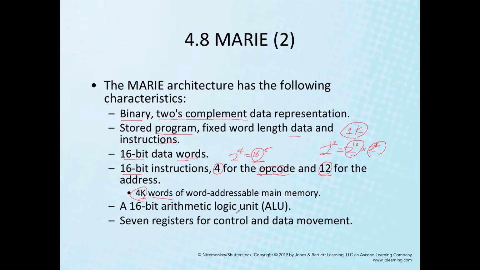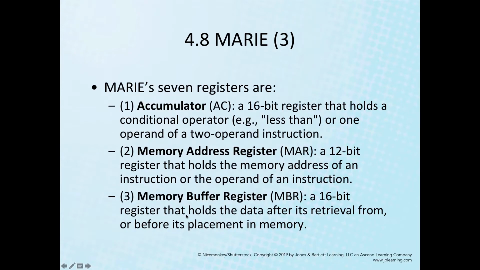The arithmetic logic unit is 16 bits as well, which is the same as the data words. The arithmetic logic unit performs any arithmetic operations defined here, such as addition and subtraction, and some logical operations. And it has 7 registers. A register is a high-speed memory within the CPU. So here are the 7 registers.